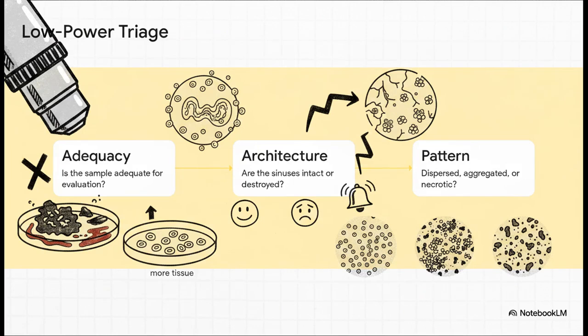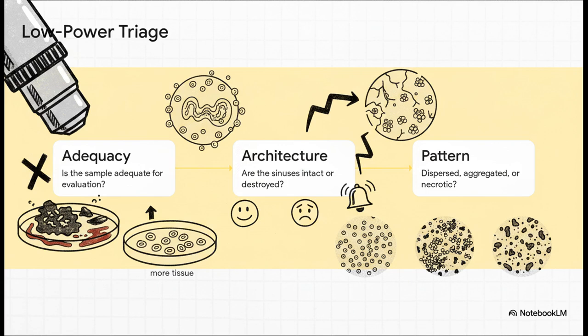So once you actually do look down the scope, you need a branching logic. First up, is the sample even adequate? I mean, if all you have is crushed cells and blood, stop right there. Request more tissue. Second, drop down to low power and check the architecture. Finding an intact sinus structure usually points to a reactive benign lymph node, but if that architecture is completely or even partially destroyed, your alarm bells should be ringing for lymphoma.